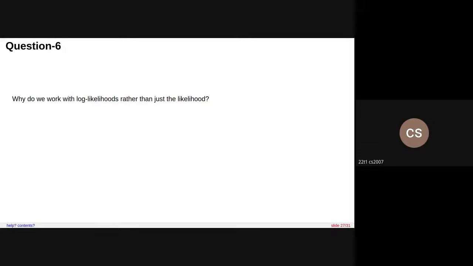We have already done these things in stats. So why do we work with log likelihoods rather than likelihoods? Because it's monotonically increasing, and easy to differentiate. Also, the product is converted into a summation. Okay, right. So all these three are correct.